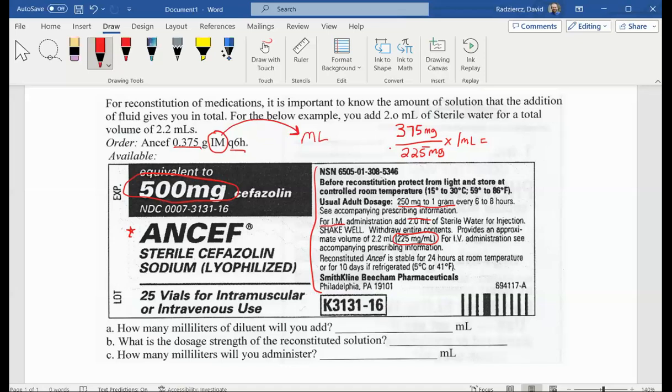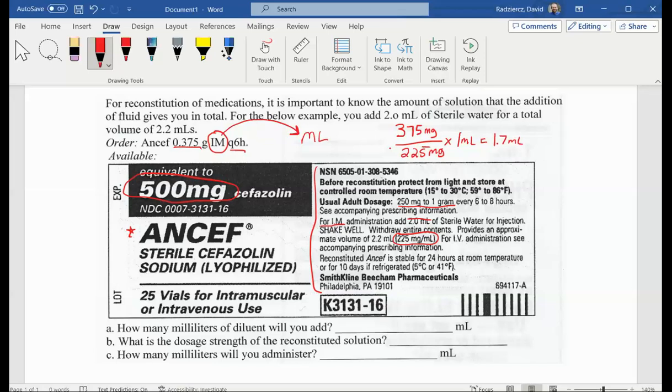If I can get my calculator to turn on and open my password. All right. So 375 divided by 225 gives me 1.6 repeating. Based off of your rounding rules, you would just round that to 1.7 milliliters.